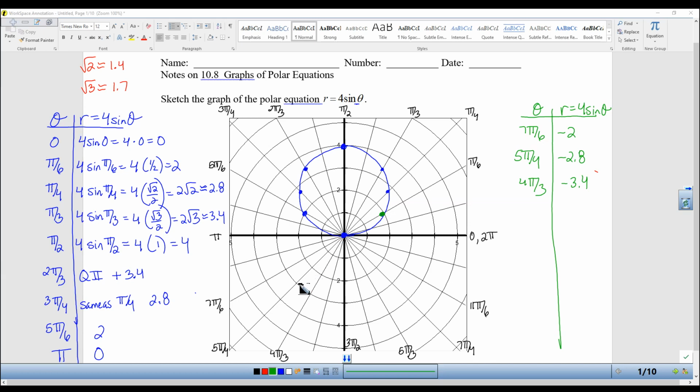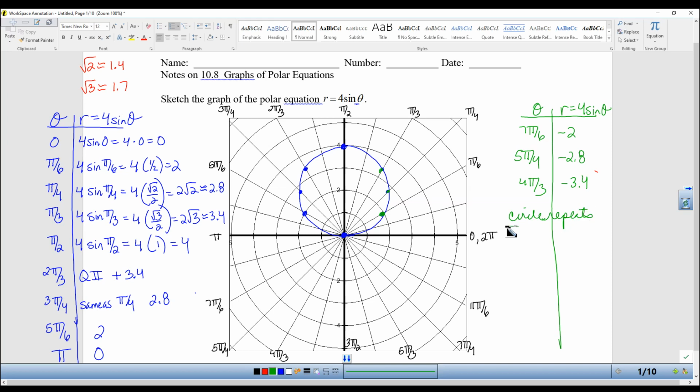And then 5 pi fourths, I would plot 2.8, but it's negative, so I'd plot it over here. I've already plotted that point. And then, of course, the same thing is going to happen with 4 pi thirds, which would be negative 3.4, but I put it over here because it's negative, and I've already plotted that point. And that's because this circle just repeats.